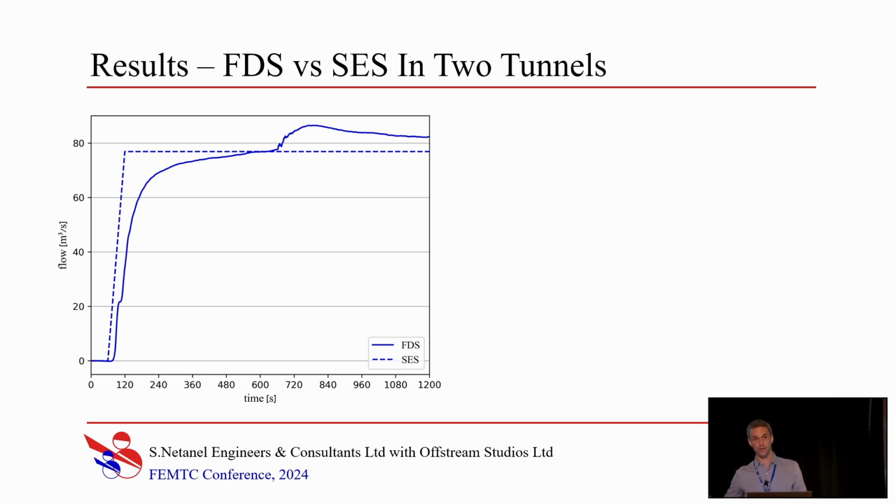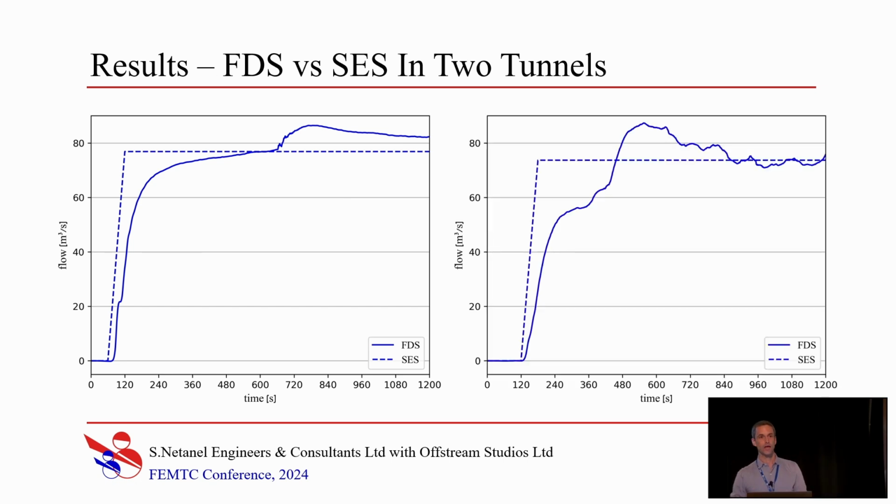Then at about 600 seconds, that cross passage will close. All the passengers are at the adjacent tunnel, safe, and the flow through the boundary will increase and converge into a steady state flow with a difference of less than 7% from SES results.